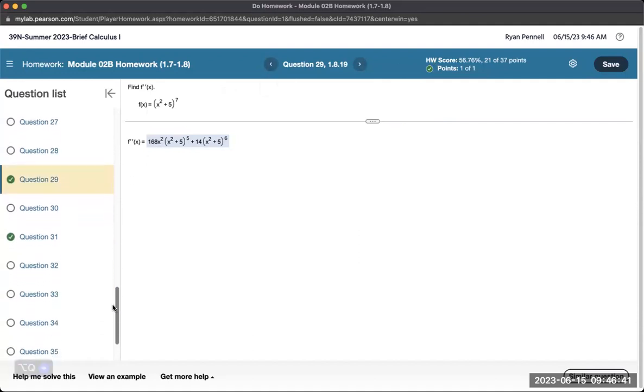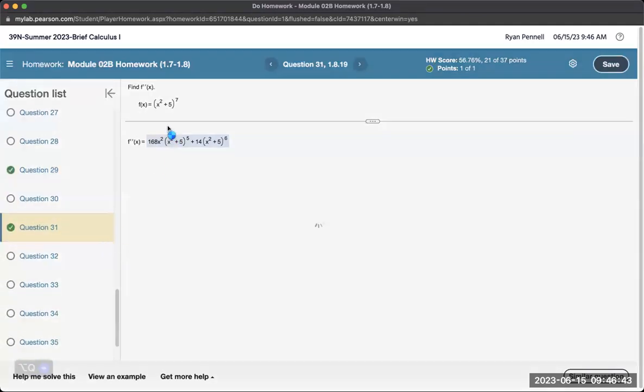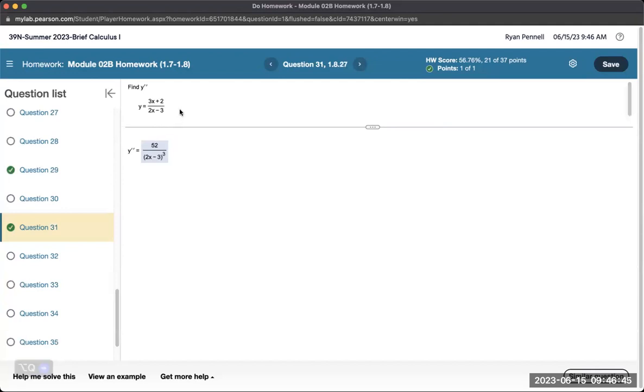Okay, 2, 2, 2, 2, 2. Let's see what 31 brings us. It's going to be another quotient rule. But let's see, we have f over g, and we want to take the derivative of that. You have f prime g minus f times g prime, over g squared.